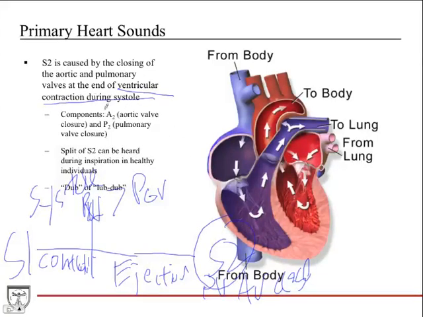So it's at the end of ventricular contraction, and it's when the aortic valve and the pulmonic valve close. S2 has two components, the A2 component and the P2 component, corresponding to each valve. And you can actually have splitting of S2 during inspiration in healthy individuals. So if you're auscultating someone, you tell them to take a deep breath, and during S2 you can actually hear splitting and hear each valve individually. And it's again the dub of the lub-dub.